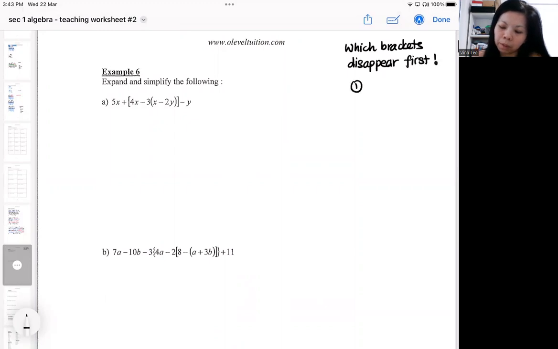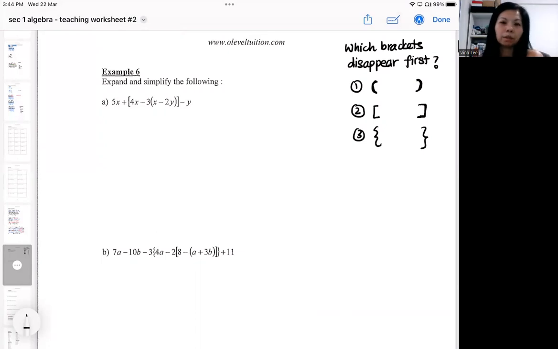So the first bracket to disappear is the round bracket. The round bracket is the lowest rank, so it will disappear first. The lowest rank person will disappear. It's just like you play a game. If you got a low rank character, that one most probably got very low health, so it will die first. So the round bracket is a low health guy. Then the round bracket will disappear first, followed by the square bracket, then followed by the curly bracket. So the lowest rank is the round bracket.